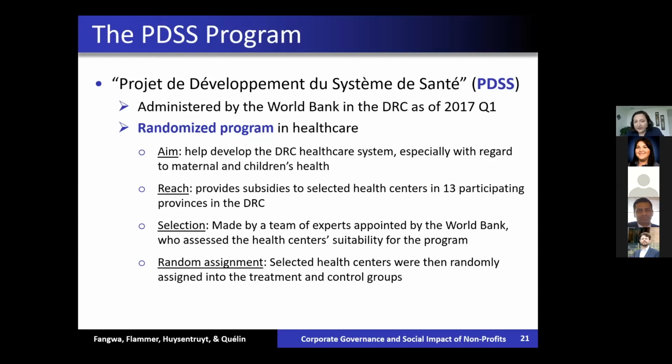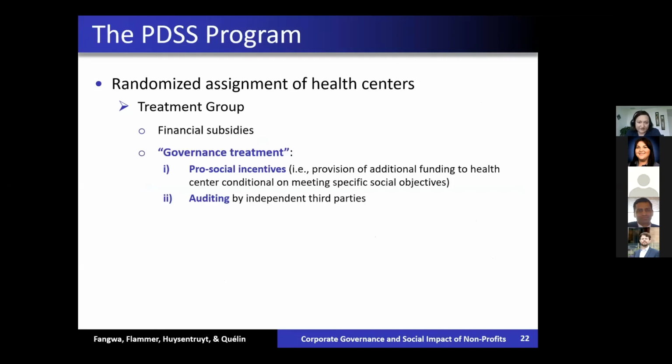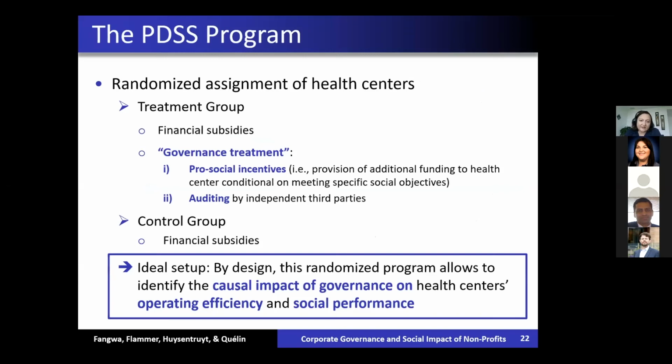Now, just to be very clear, whether a health center is part of this PDSS program is not a random decision. But what is random is the allocation of those health centers within the program into treatment and control group, where the treatment group receives both financial subsidies as well as this governance treatment consisting of pro-social incentives and auditing, whereas the control group only receives financial subsidies. And so given this randomized assignment of health centers to treatment and control group, this really provides us with an ideal setup to examine the causal impact of governance on health centers' operating efficiency and social performance.